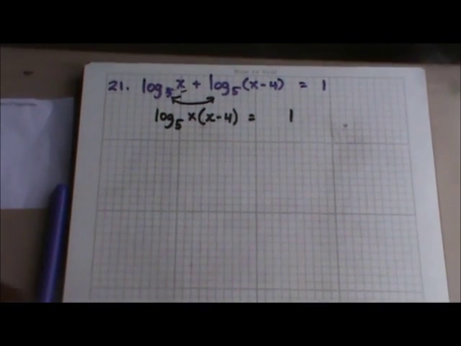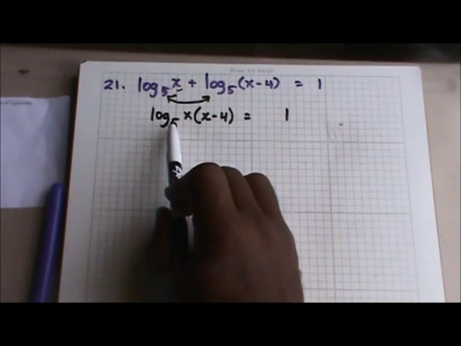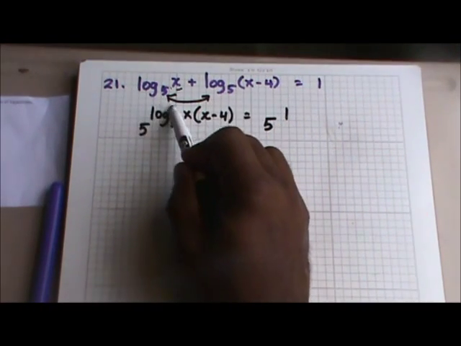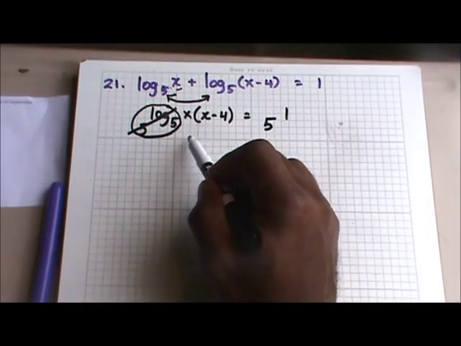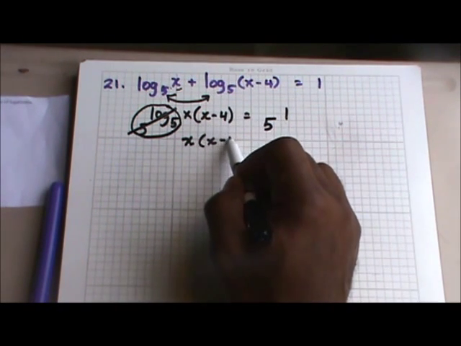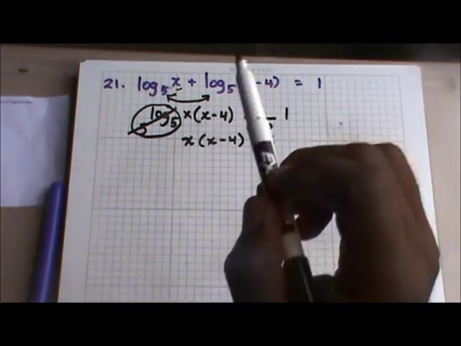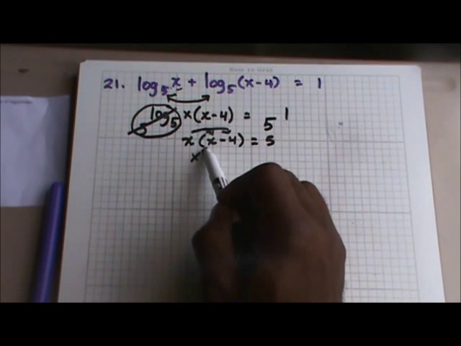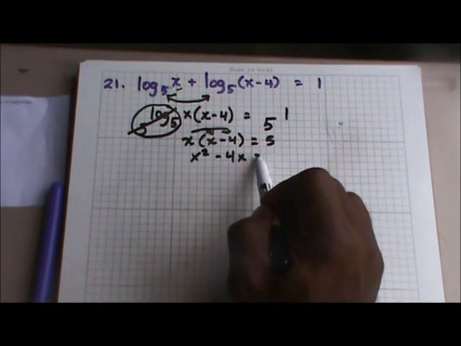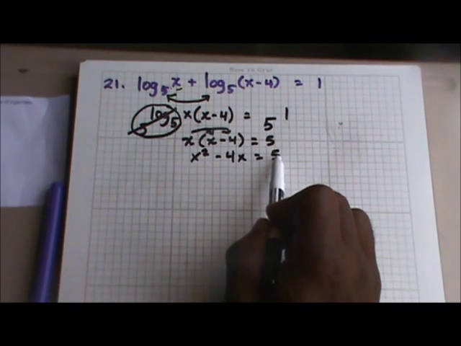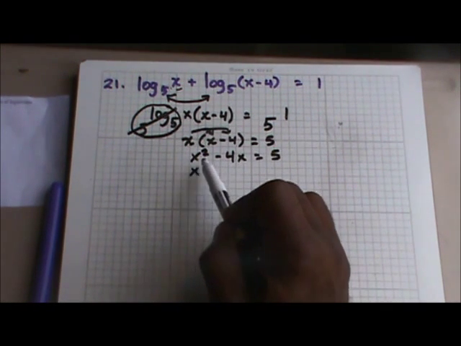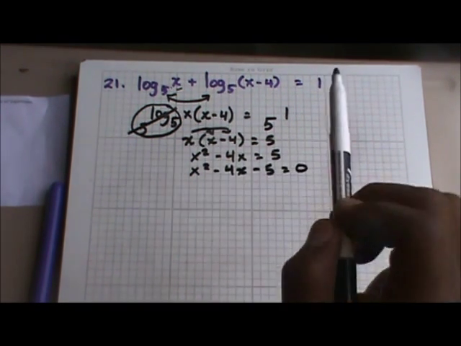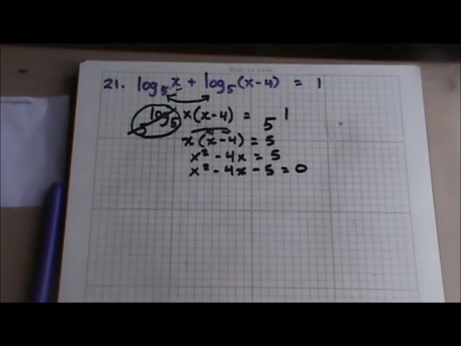No calculator needed here. We want to get rid of the log base 5, so we raise everything to a 5. This will cancel. That gives us x times x minus 4 is equal to 5. We can do distributive property. That'll give us x squared minus 4x is equal to 5. We want to subtract the 5 from both sides, which will allow us to bring it to the other side. On the right side, we're equal to 0.